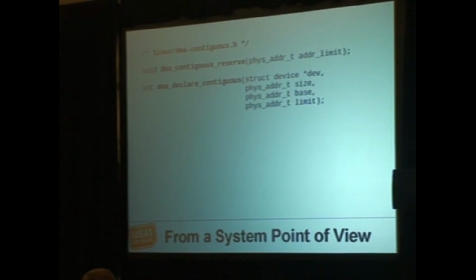So with the first function, it's a generic reservation. You can just say, I want to reserve memory that can be used by any device that needs physically contiguous memory. But you can also, when you have specific needs, reserve that memory for a specific device as well. So you can only reserve one chunk with the first function, but with the second one, you can reserve one chunk per device.